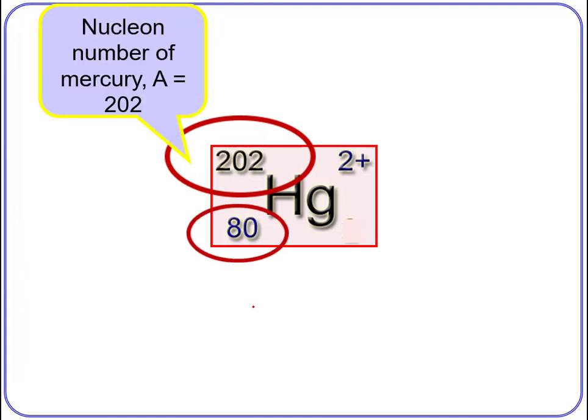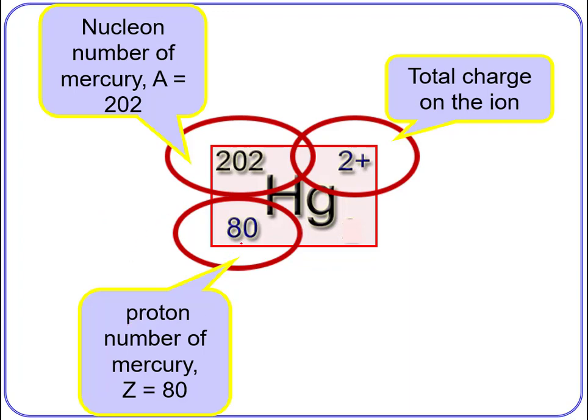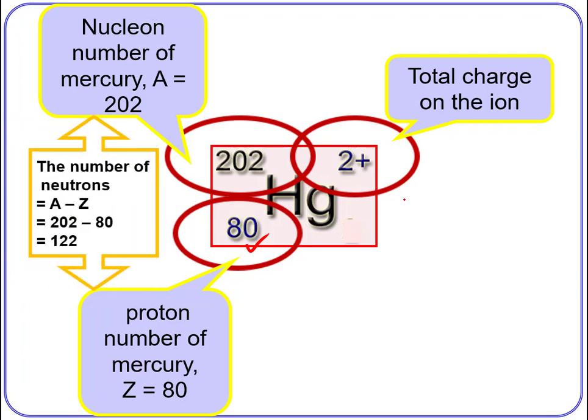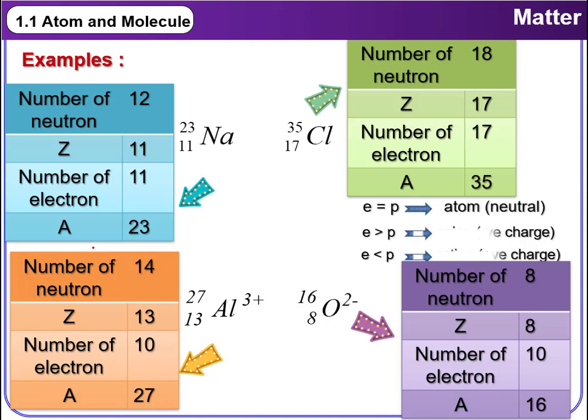Such as this, we have mercury. The nucleon number of mercury is 202. Proton number given is 80. And the total charge on the ion is 2 positive, given to you. How to get the neutrons? The number of neutrons is A minus Z, meaning the nucleon minus proton. So, the number of neutron is 122. You can do these examples on your own. Buat sendiri.